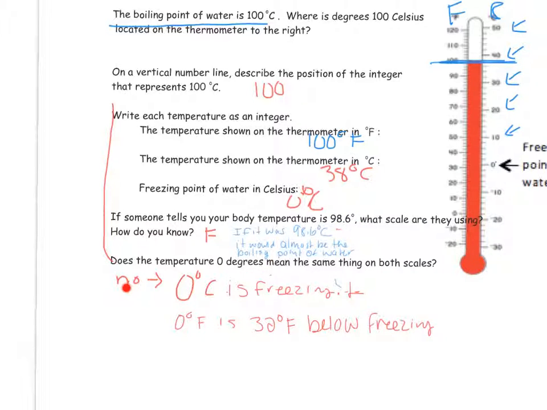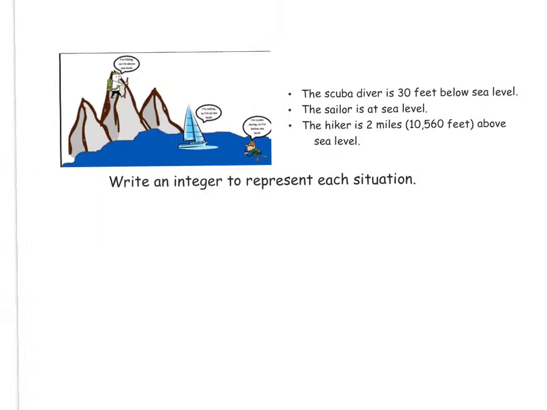And does 0 on both mean the same? No, 0 degrees Celsius is the freezing point of water, but 0 degrees Fahrenheit is 32 degrees below the freezing point of water. So definitely two different things. We still have to have a 0 though as our beginning point. It's just important to name which scale you are using.